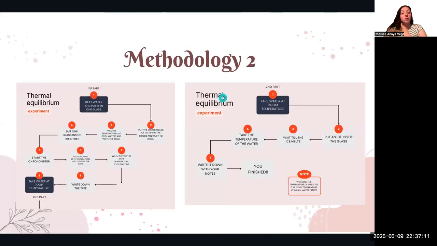For methodology number two, here is a flowchart of the steps I followed, which was: heat water and put it in one glass, then put the other glass of water in the fridge and wait to cool. Take the temperature of both waters and write them down. Put one glass inside the other and start the chronometer. Keep checking both temperatures until they were the same. When they were the same temperature, I stopped the time and wrote down this time.